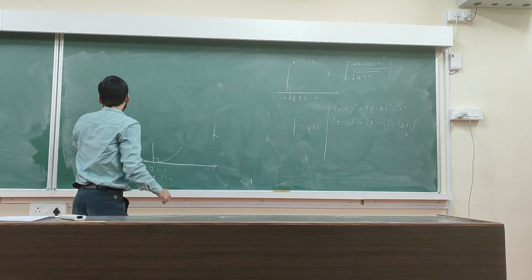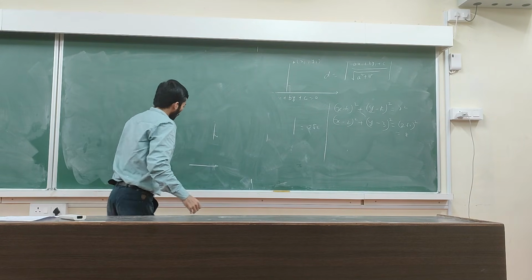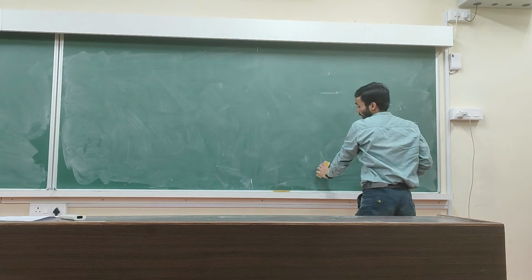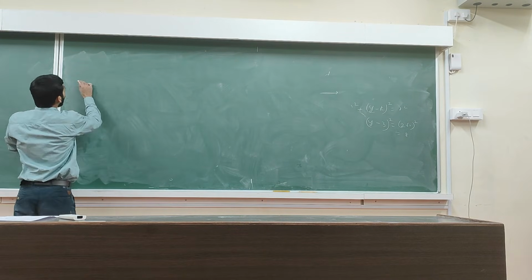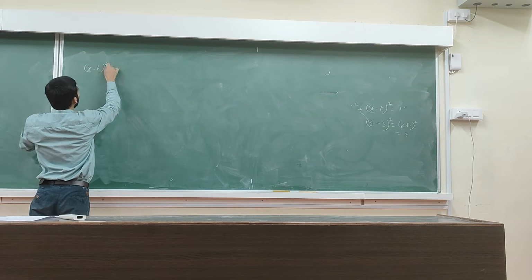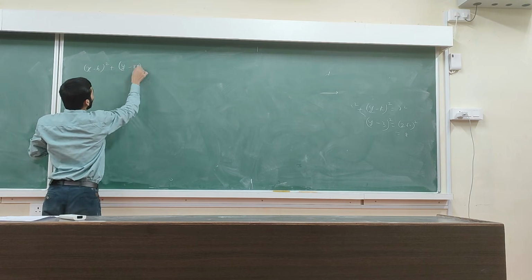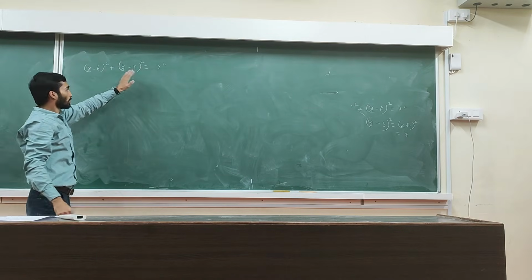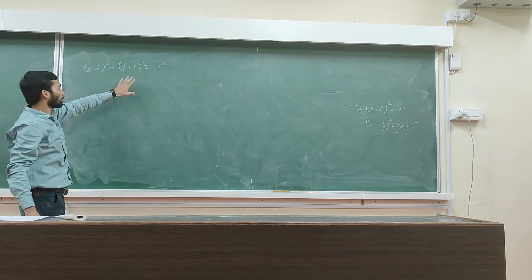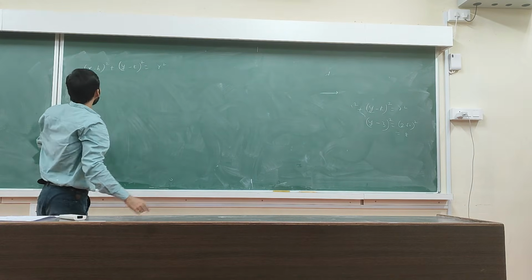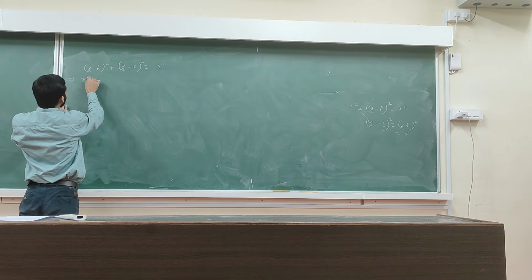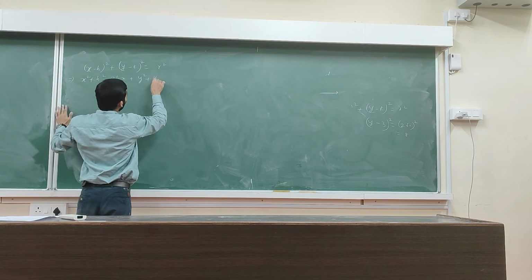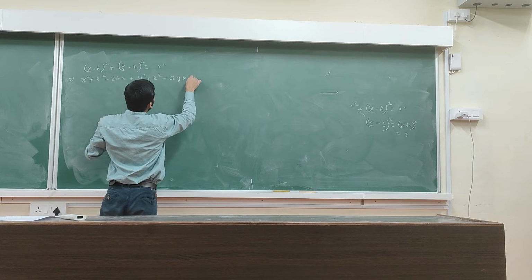Now I am going to derive the general equation of a circle. The equation of a circle is (x - h) whole square plus (y - k) whole square is equal to r square, right? This is the equation of a circle whose center has coordinates (h, k) and radius is r units. If you expand it, you will get x square plus h square minus 2hx plus y square plus k square minus 2yk is equal to r square.